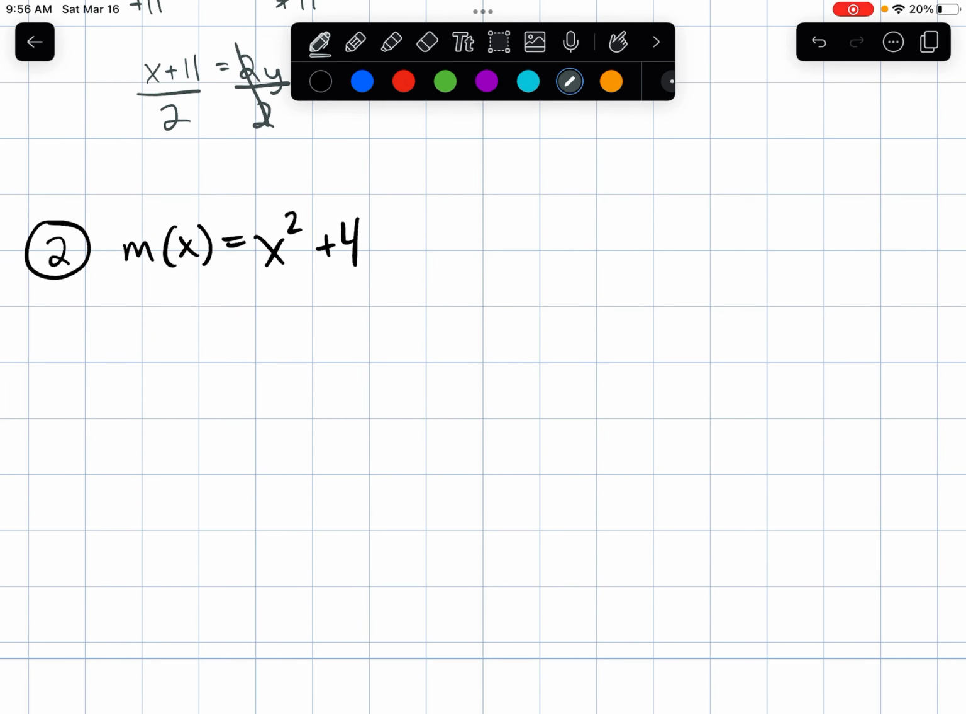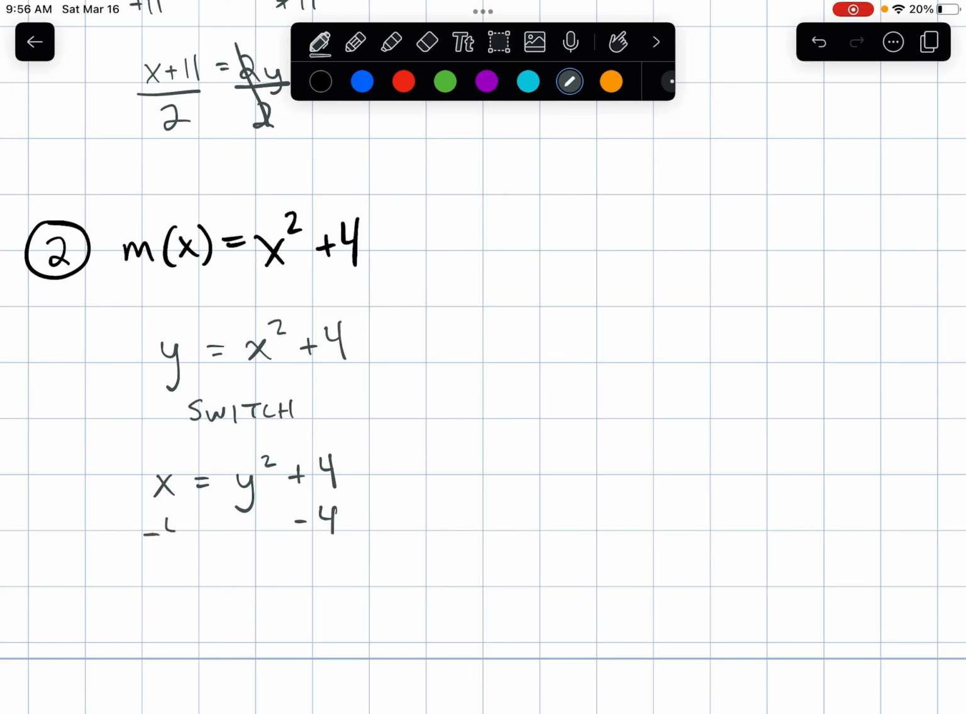Next one is m of x equals x squared plus 4. So here what we're going to do is replace m of x with the letter y, because it's the same thing as y. So we've got y equals x squared plus 4. All right, I want to make a switch. I'm going to switch the x and the y values. So now x equals y squared plus 4.